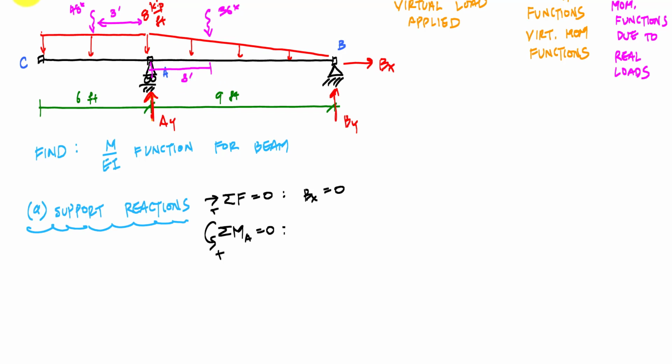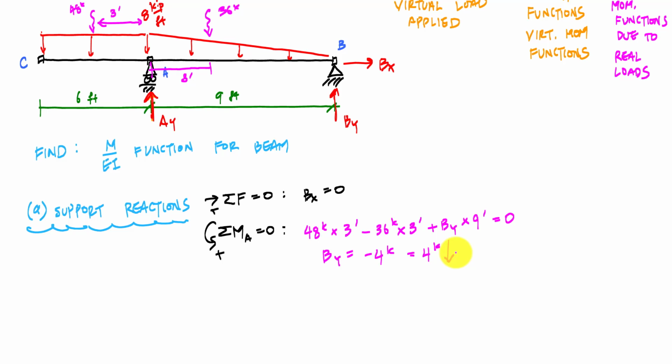And if I take moments about A here, I would get 48 kips times 3 feet minus 36 kips times 3 feet plus By times 9 feet equals 0. And this would tell me that By is negative 4 kips. And what that negative means is that the direction of By is opposite of what I drew. So it's actually 4 kips pointing down.